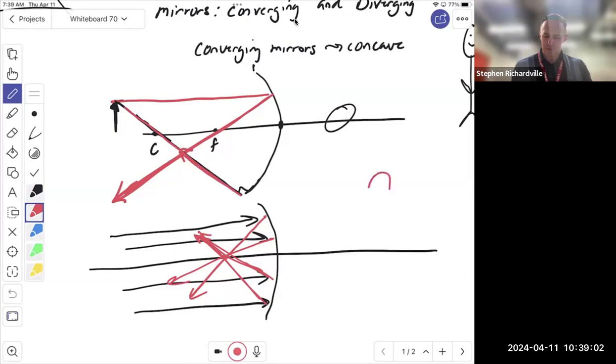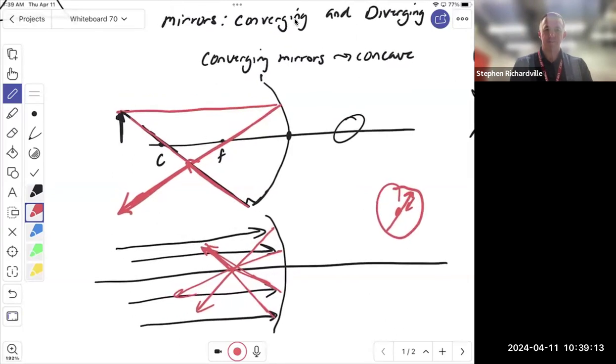Think about spokes on a wheel. If I pass through the center of curvature, I'm going to hit it and come straight back, right? As if the wheel is my mirror. So any ray through the center of curvature comes straight back. So let's do that one in blue just so we can see it a little bit better. Come straight back at me. Because if I go through the center of curvature, I always hit the surface at 90 degrees.